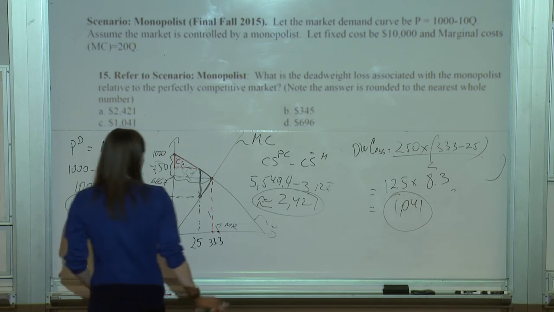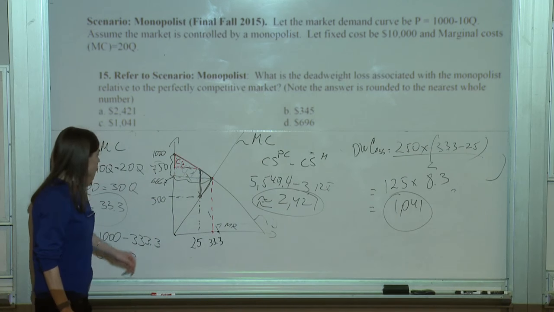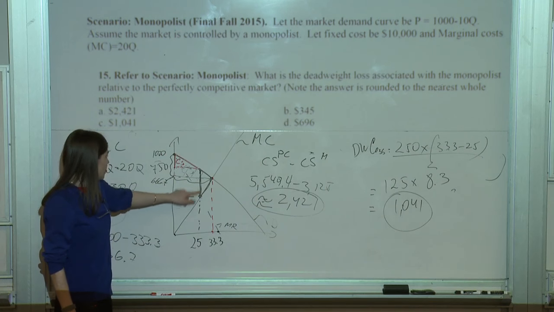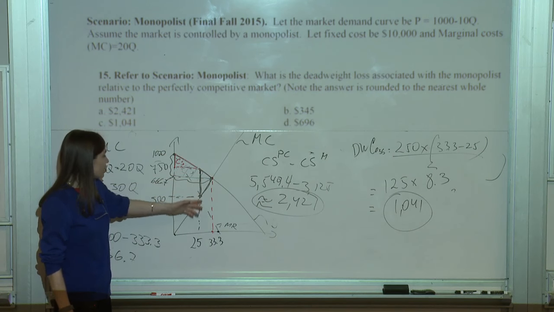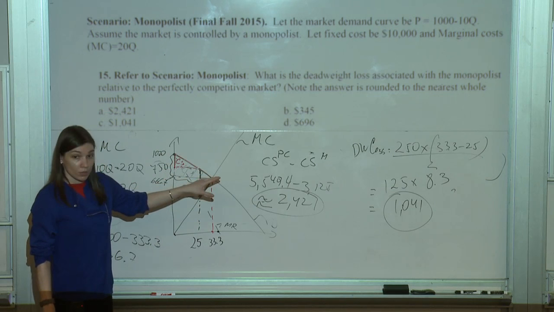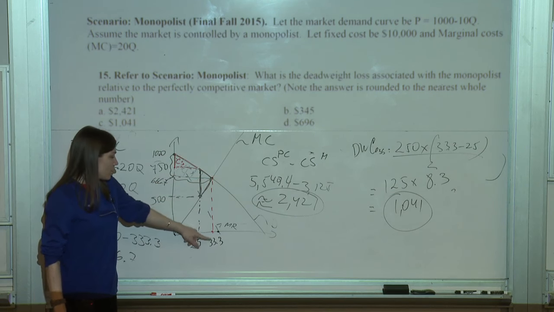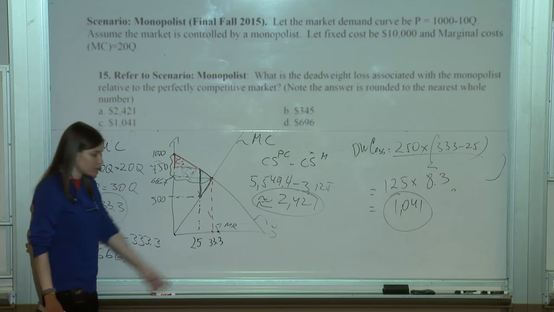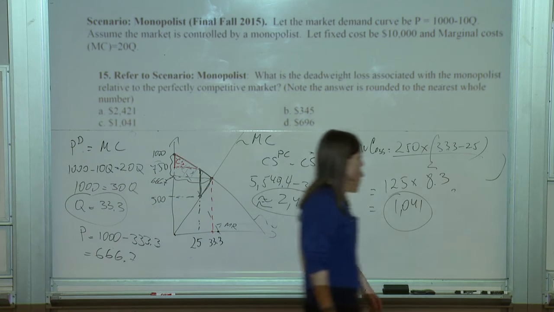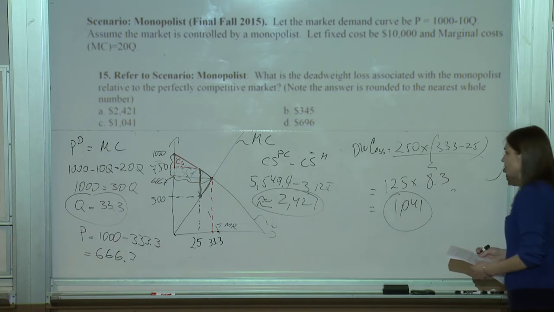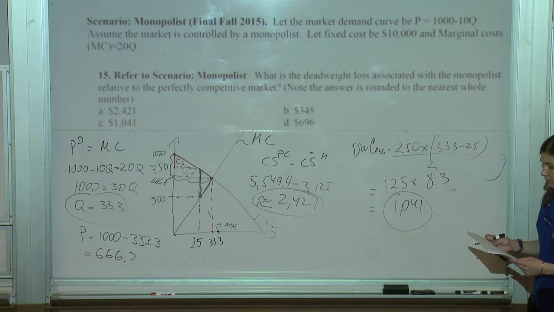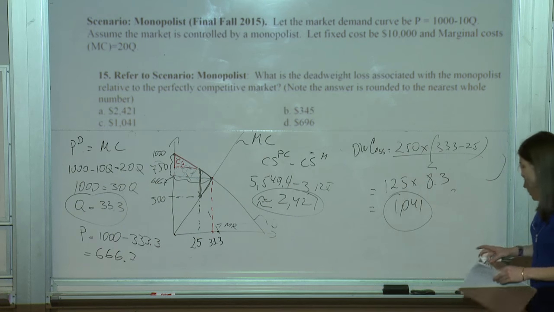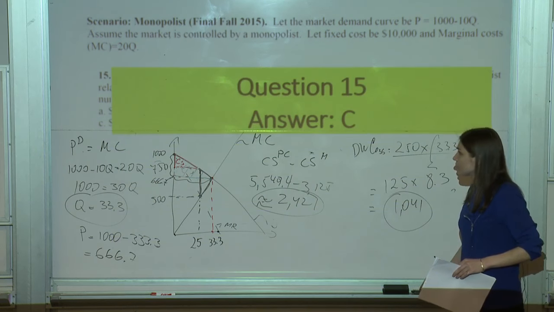I can answer this easily because I already calculated everything in the previous problem. Now, if I didn't have that, the only thing I would need to figure out without the previous problem would be the optimal quantity under perfect competition, this 33.3 here. All right, any questions? So the answer here is C.